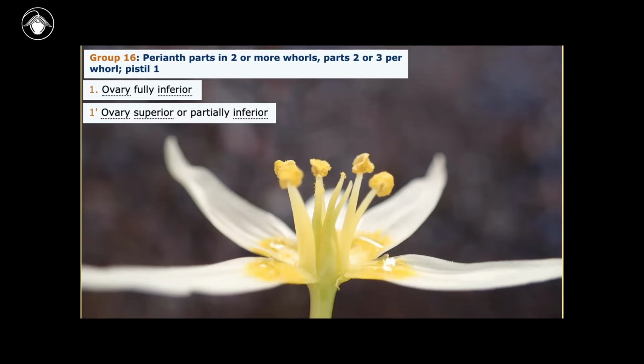Ovary fully inferior, or ovary superior or partially inferior. In this case, we have a superior ovary, which you can see here because the attachment of the perianth is at the base of the ovary.